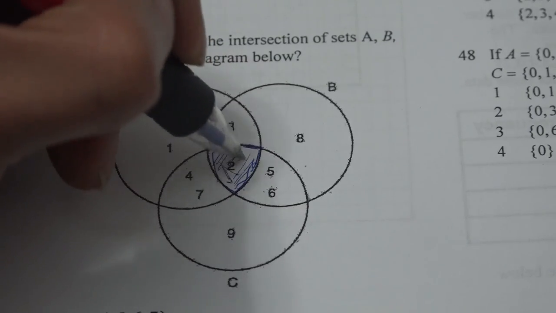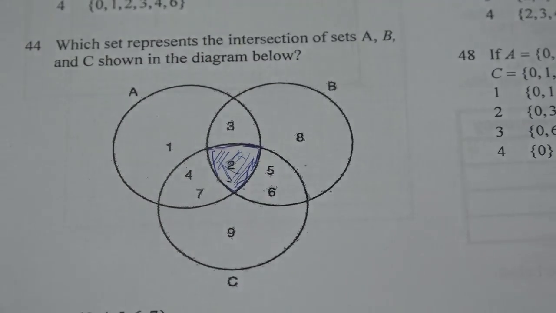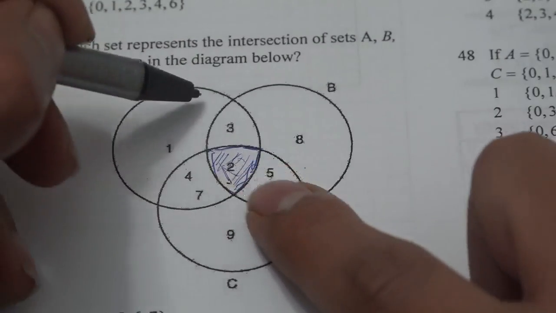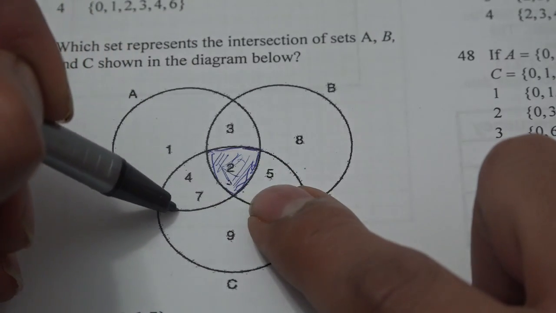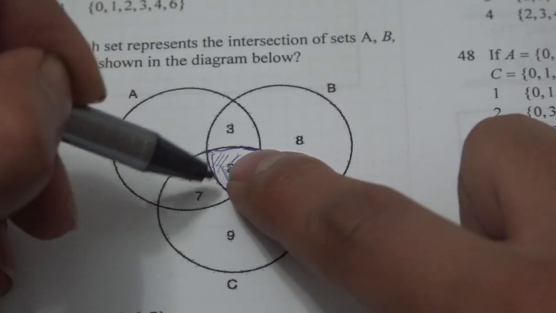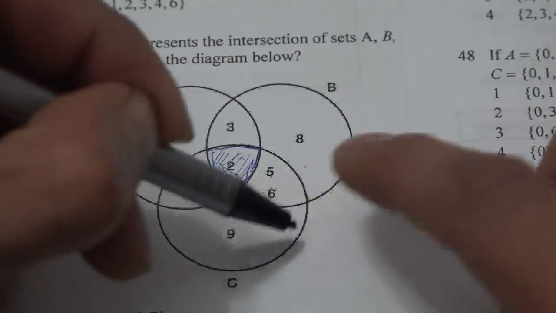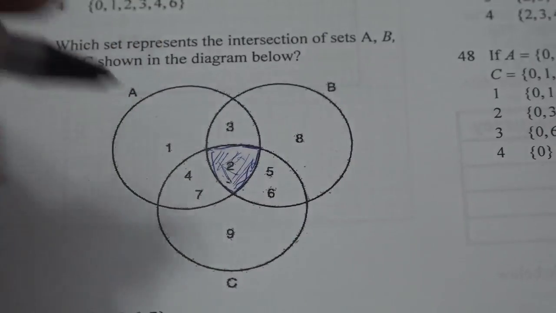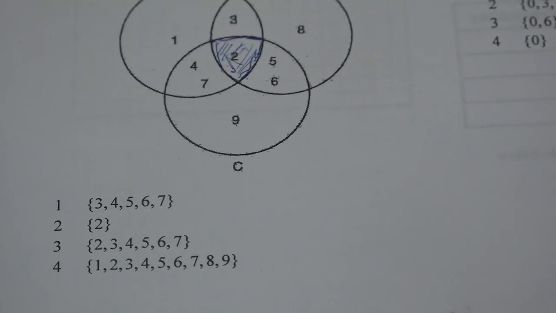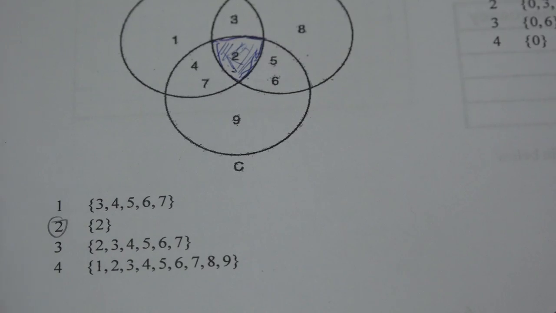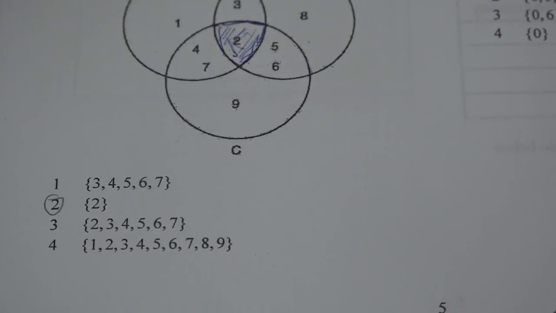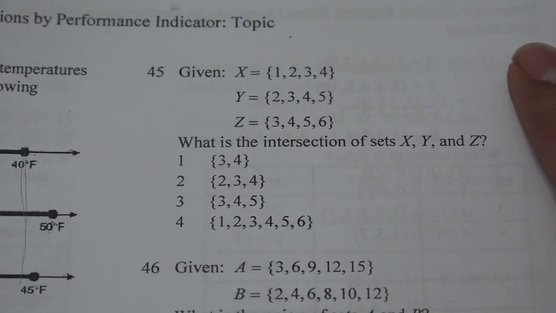Okay, take a look at this part. This part belongs to this circle. See that? It also belongs to this circle, and it also belongs to this circle right here. So the intersection is 2. Okay, move on. Number 45, you could do that on your own.